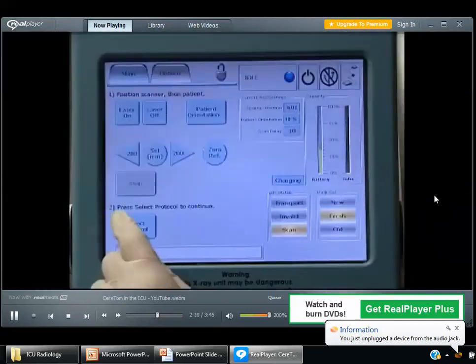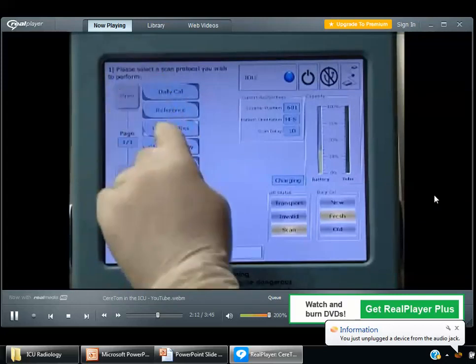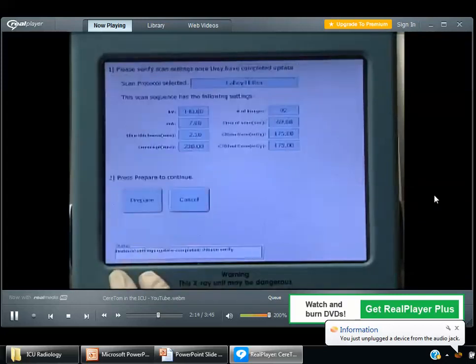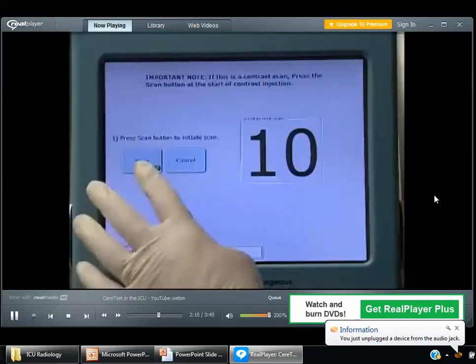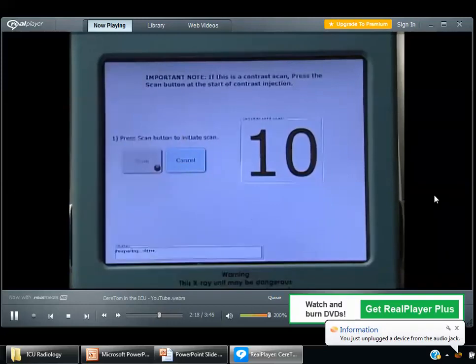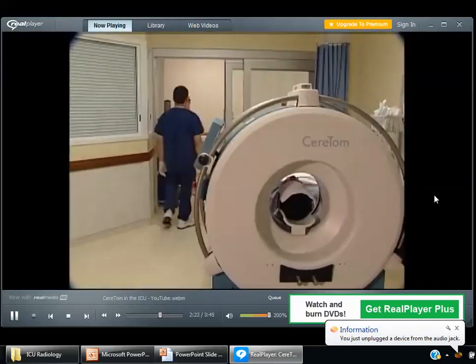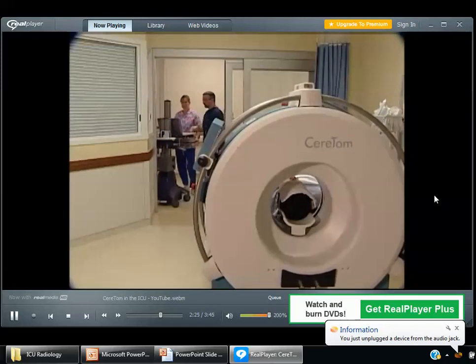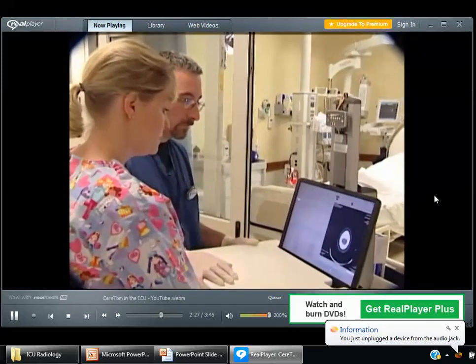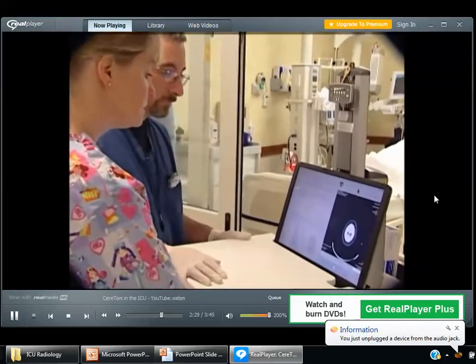Scan time. At the LCD screen, choose Select Protocol. Choose the preferred protocol, then choose Accept Protocol. Prepare the scan. Start the countdown for the scan to begin. Exit the room or stand at least 12 feet from the scanner. While the X-ray is being generated, images are sent wirelessly to the workstation for viewing.